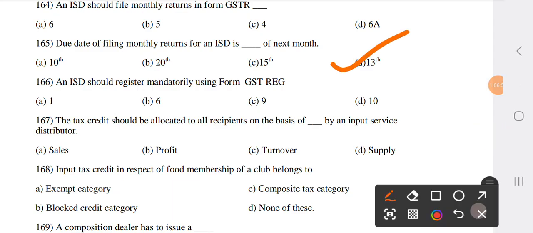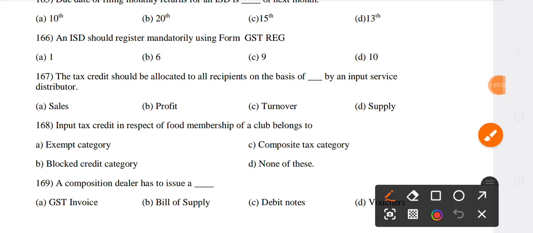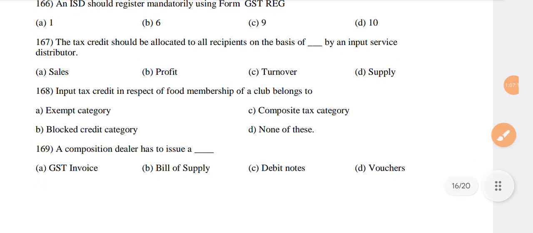Next question. An ISD should register mandatorily under using GST REG dash. Option A 1, B 6, C 9, and D 10. The correct option is A. Next question. The tax credit should be allocated to all recipients on the basis of dash by an input service distributor. Option A sales, B profit, C turnover, and D supply. And the correct option is C.